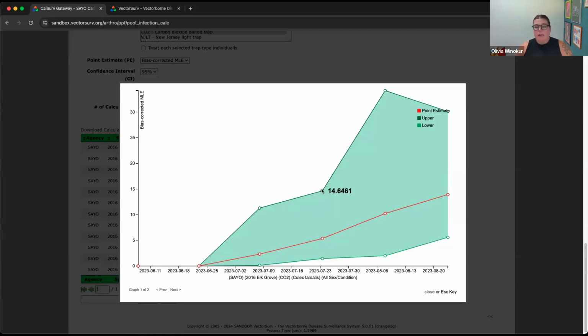Your action thresholds might also have some stipulations with the confidence interval. So if the maximum possible is above 10, we enact control. Again, it's based on whatever your agency specific action thresholds are.